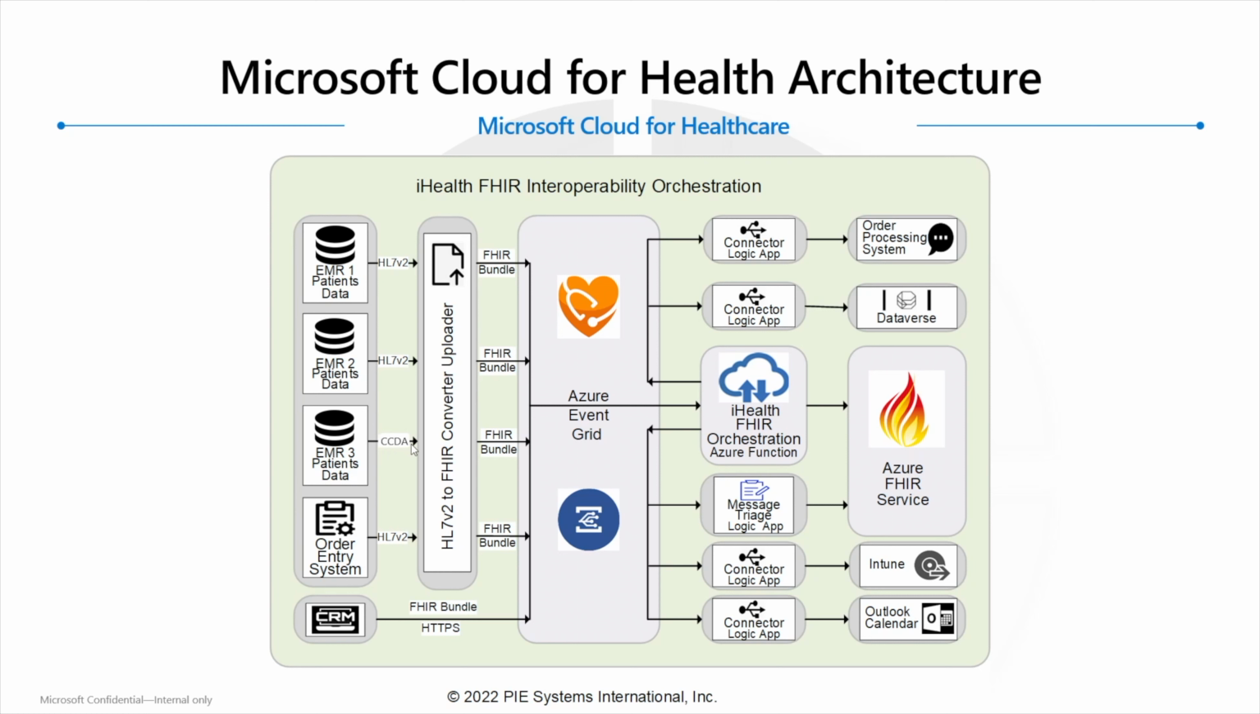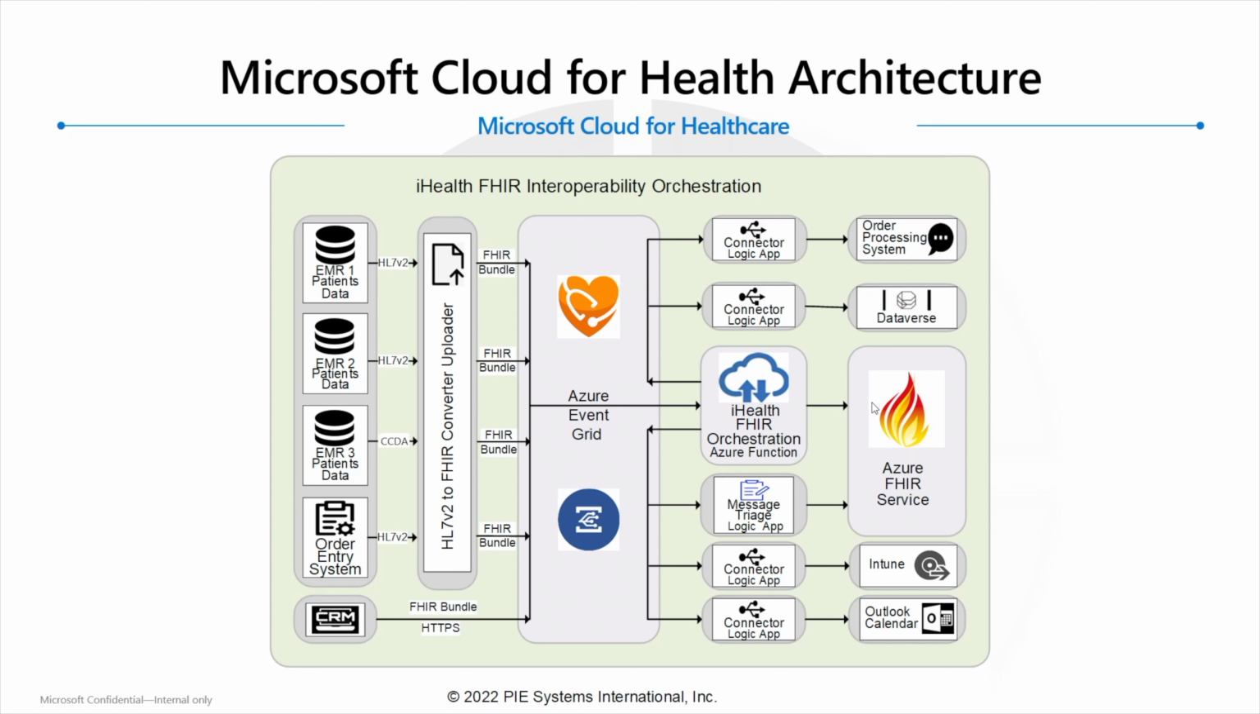and we're going to use the CCDA format. Similar to the HL7 converter, it uses liquid templates that are open source to then process the CCDA file into a FHIR bundle. Those FHIR bundles then are submitted to the Azure Event Grid, which is monitoring for the topic of FHIR bundle. And then the iHealth FHIR orchestration capability from Pi Systems, this is a Microsoft ISV partner, will take apart that bundle, inspect it, make sure that it's correct.